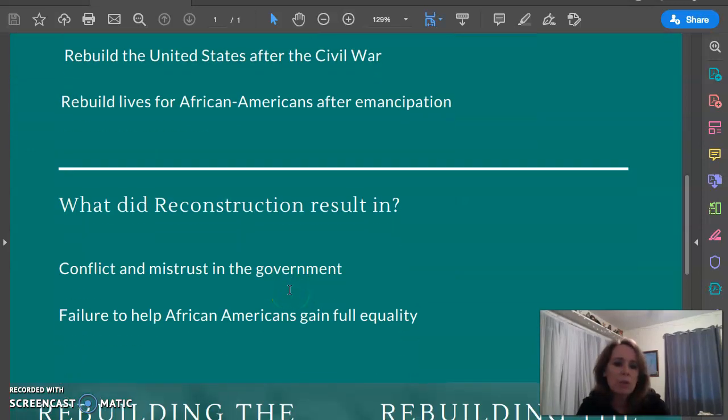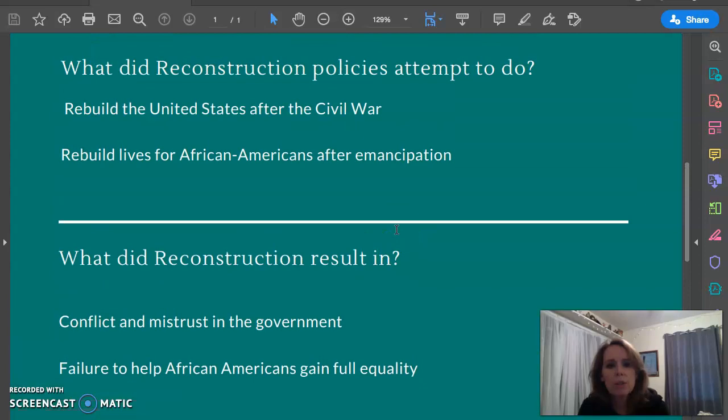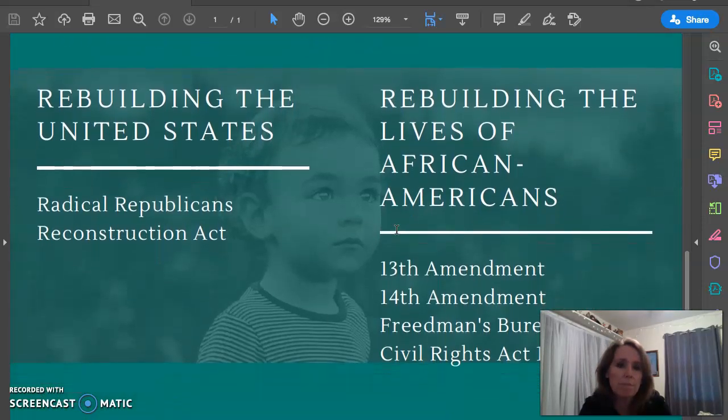And then, what did Reconstruction result in? Unfortunately, it resulted in a lot of conflict and mistrust in the government, and it also resulted in a couple of failures to help African Americans gain full equality. So everything that we do in this lesson will be built around those learning targets. What did Reconstruction's policies attempt to do? And what did they result in? And this is our first day, and we're just going to get an overview of the information.